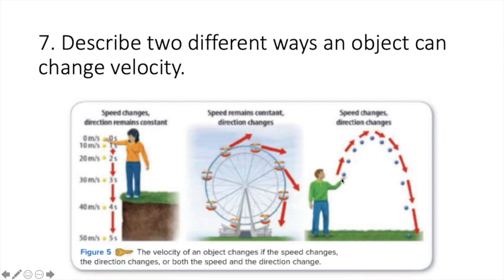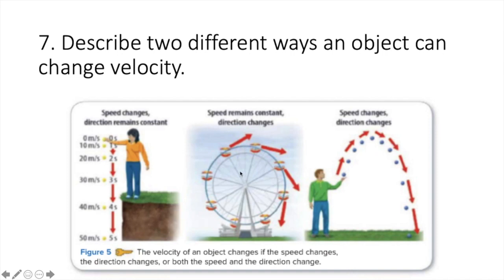Similarly, a ball tossed will change in both speed and direction constantly. The ball, as it rises, will be slowing down, but it will also be curving and eventually falling back to Earth. So instead of going upward, it's going downward. Direction is changing. And of course, as it falls downward, the speed increases as well. So this is a case where speed and direction are changing.